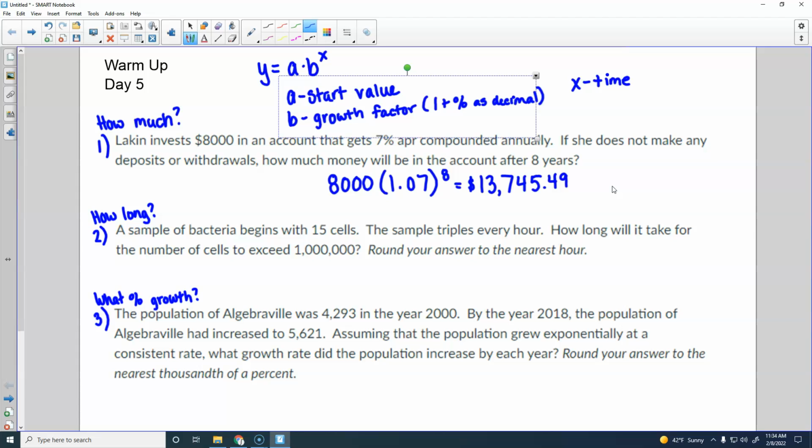Number 2 is a how long question. Which one of our variables, A, B, X, or Y, stands for the time? The X, right? So if you see that the question is saying how long, you're going to be solving for the X in the problem. Okay? So for this particular question, Peyton, how much do we begin with? Is that at the beginning? 15.